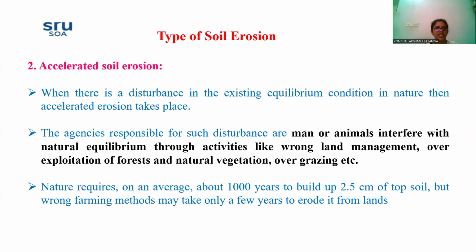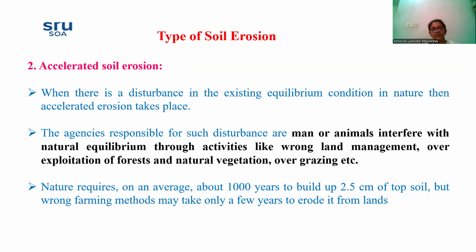So the next type of soil erosion is accelerated soil erosion. Accelerated soil erosion is a type of erosion which is mainly caused by disturbances caused by man and animals, along with natural equilibrium activities like wrong land management, over-exploitation of forest and natural vegetation, and overgrazing. These are all the conditions which are favorable for the formation of accelerated soil erosion.